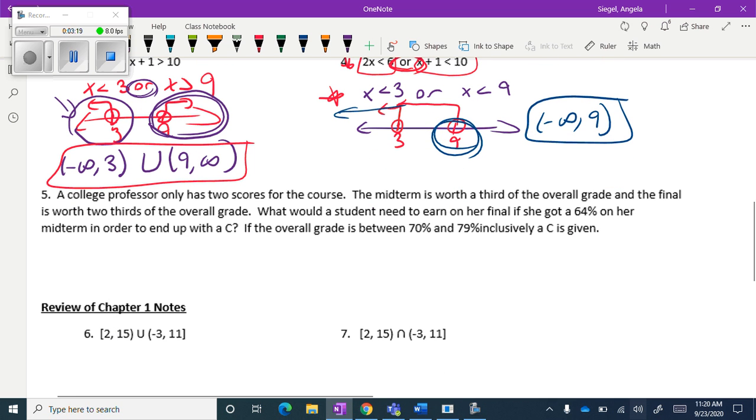Okay, so let's look at number 5. It's a word problem. Go ahead and read through it and just see what you can do to make sense of it. Try to come up with an inequality.